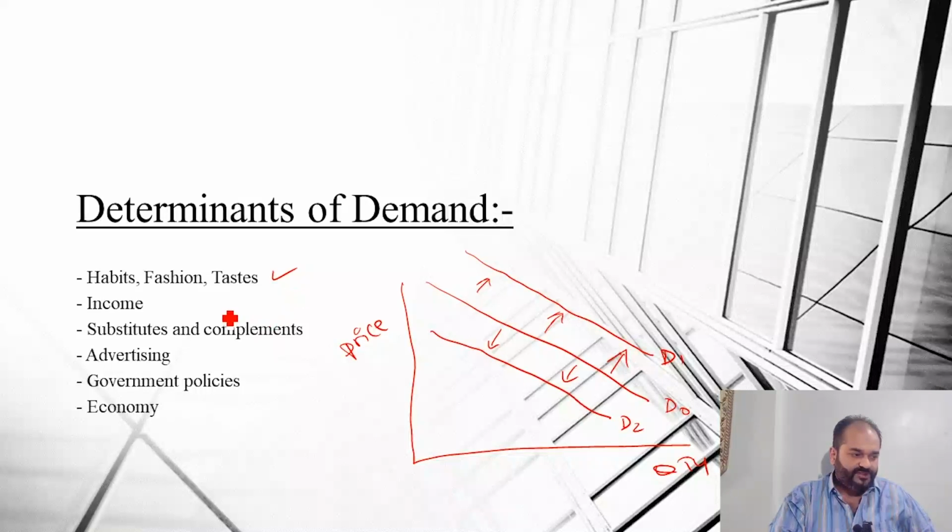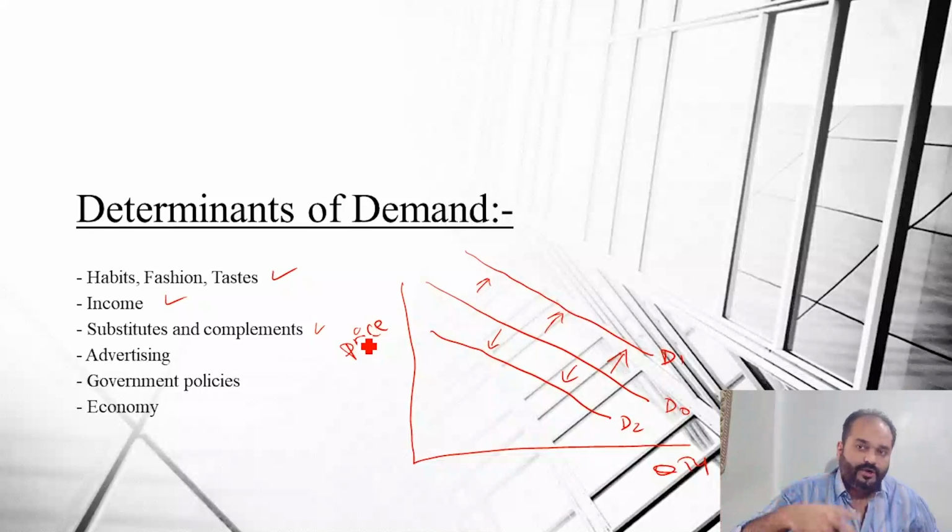If the income changes, this will happen. If somebody's income has increased, the demand curve will shift towards the right. Then there are substitutes and complements. For example, if there are a lot of substitutes for your product, your demand curve will go towards the left. If the complements for your product have increased, your demand curve will go towards the right, because now your product will be in more demand, right?